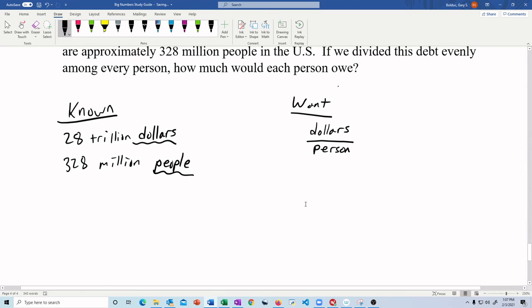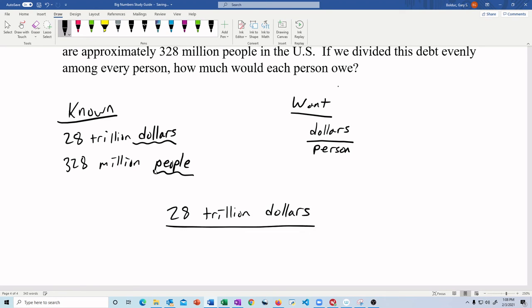So I want dollars per person. I have dollars. I also have persons or people. I just have to combine these. And you combine them in the way that gets you the units you want. So, dollars on top, people on bottom. Let's do it. Dollars on top, people on bottom. There we go.